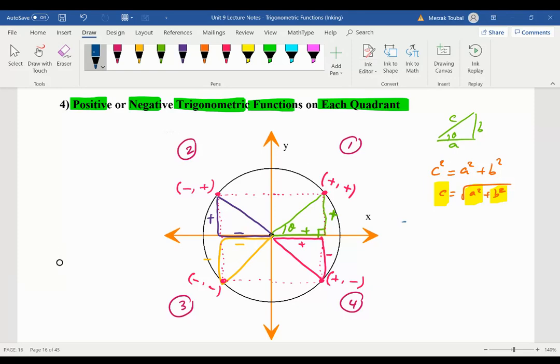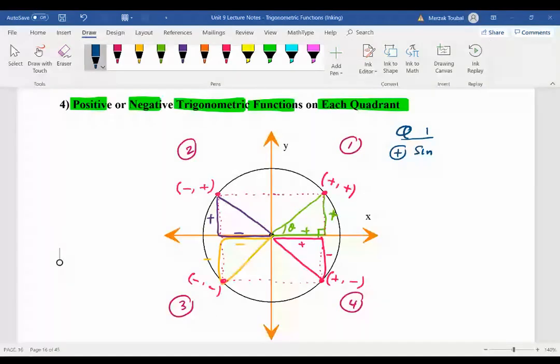So let's make a list of positive functions. I don't have space in here, so let's do this. Quadrant 1, positive functions. The sine is positive because sine is the opposite over hypotenuse, and the opposite is positive.